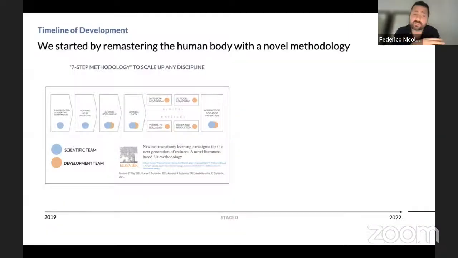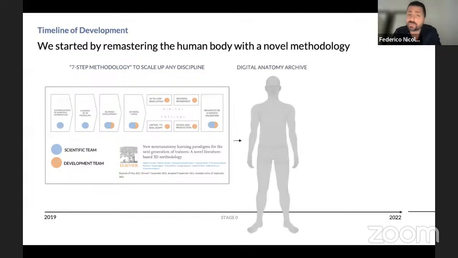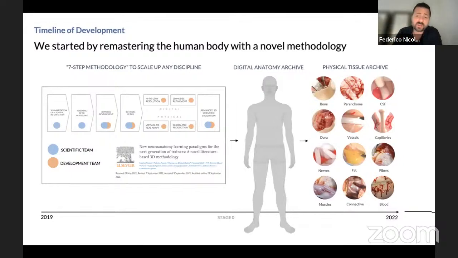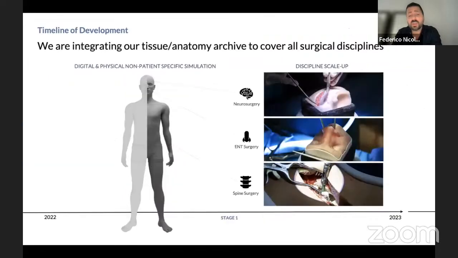So using these things, we created a methodology starting from cranial, and we created the first archive of digital models, and then the first archive of physical tissue. So we created an archive where there is the spine, the dura, the bone, the vessels and everything. And then, combining all these elements, we are reproducing every day more, so in new countries with this kind of activity.